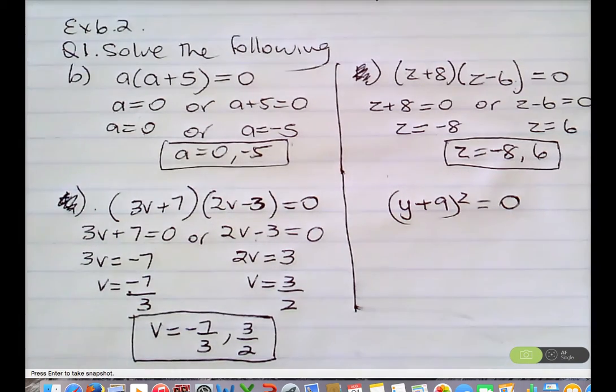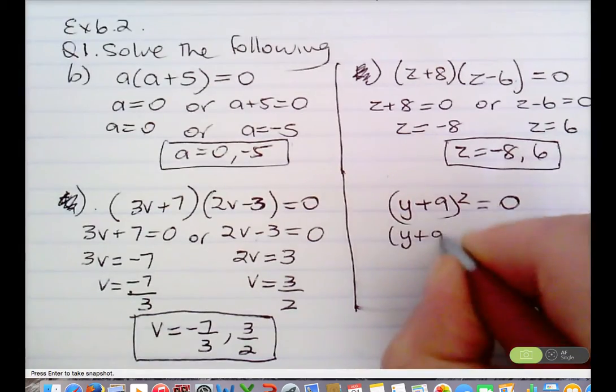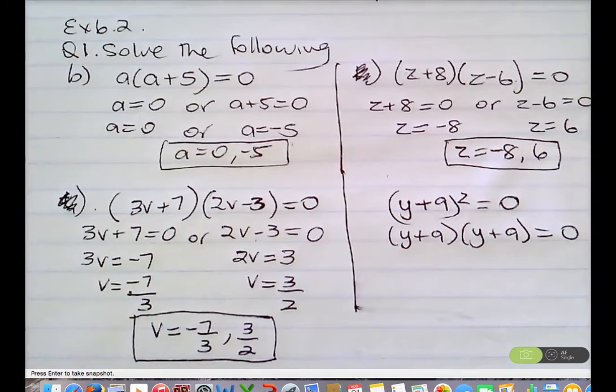All right? Questions 2 and 3. I'm just getting you used to that very last step. If I've got y plus 9 squared equals 0, you know how I told you there's always two answers? Doesn't that really mean y plus 9 times y plus 9 is 0? Isn't that what that means?